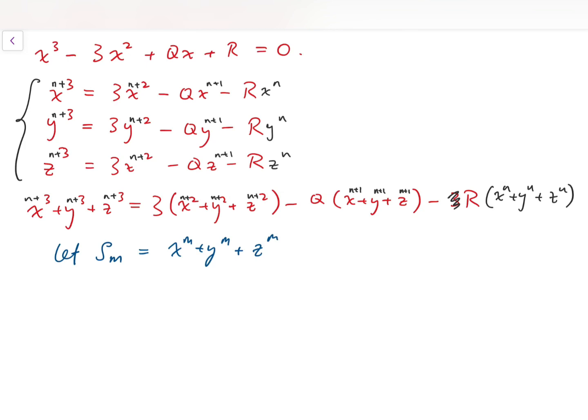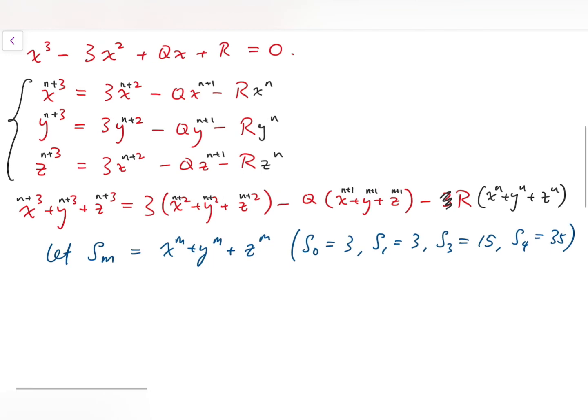And we actually have plenty of information on these terms. Say S0 is 3, S1 is 3 is given, S2 is still unknown, but we'll find it out soon. S3 is 15, and S4 is 35. And for our problem, we're just asked to find the value of S5. Of course, we can specify that S2 is less than 10 as well, although the actual value is still unknown.